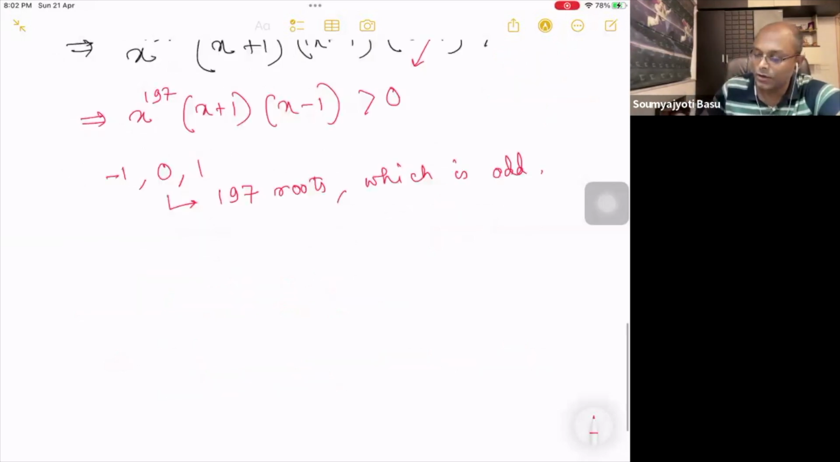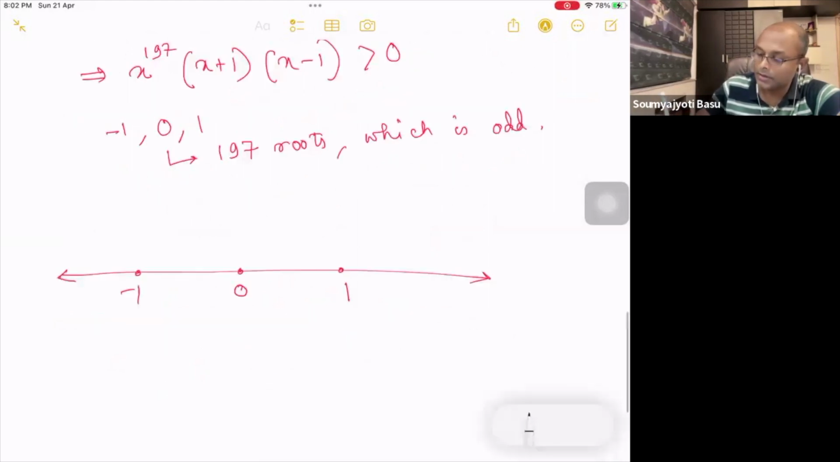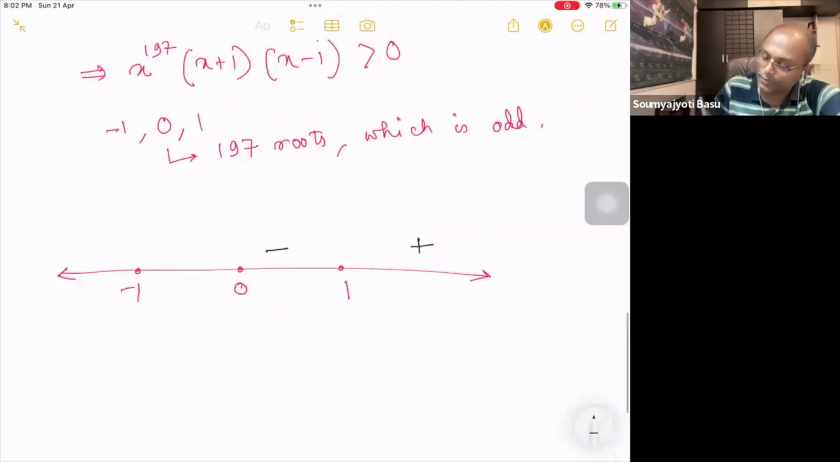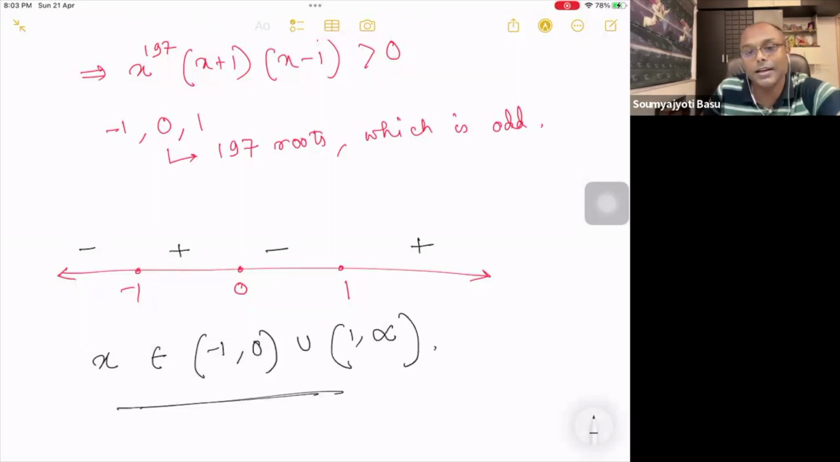So if I draw the number line, I have minus 1, 0 and 1. Next, this side is positive, negative. There will be a change in sign, positive and negative. Now I have to find out the zones where it's positive, right? So my solution, I'm directly writing down the solution now. You must be very comfortable with it by now. Minus 1, 0 union 1 comma infinity. So this is the solution to the second problem.